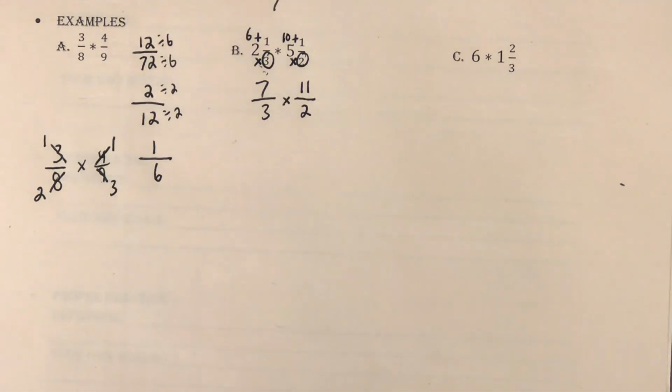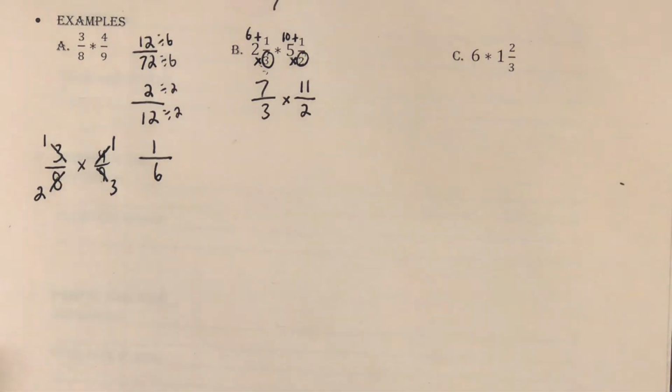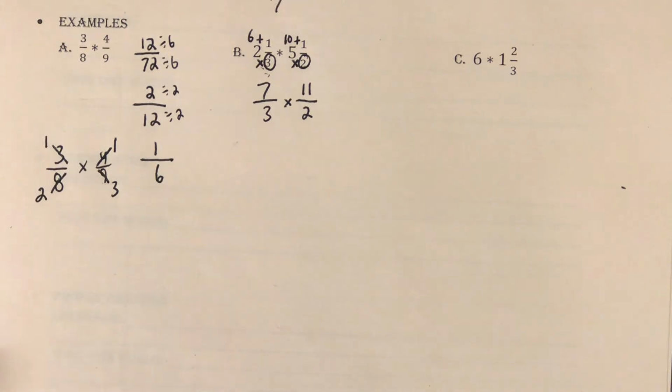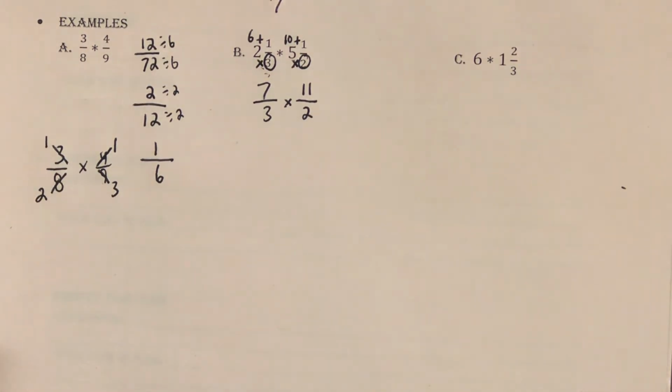So at this point, I'm going to check, can I do a simplification trick? All right, so I'm going to look diagonally. So 7 and 2, do they have a factor greater than 1 that goes into both? Well, the only factor of 2 other than 1 is 2, and 2 doesn't go into 7. So I can't simplify that direction.